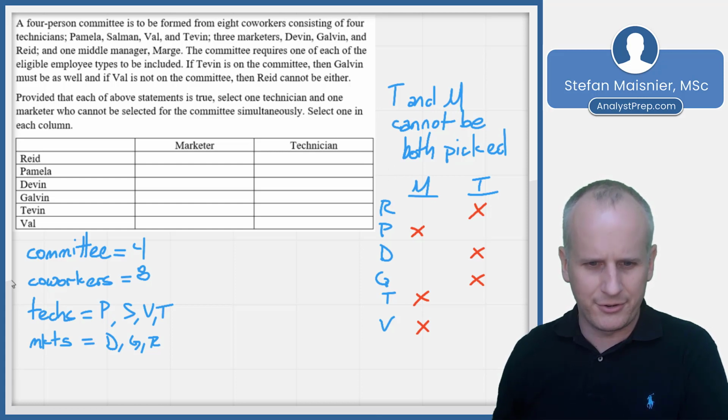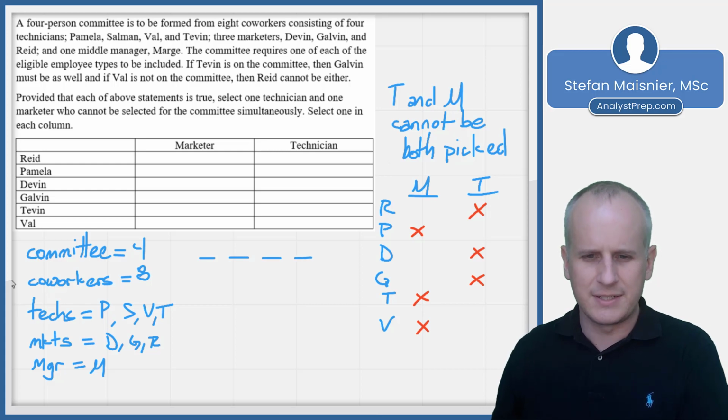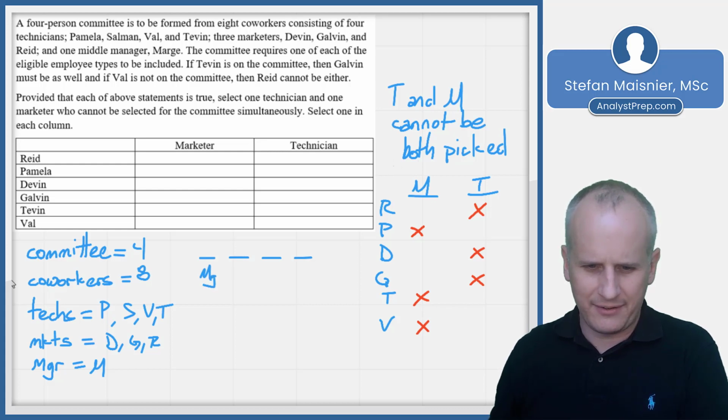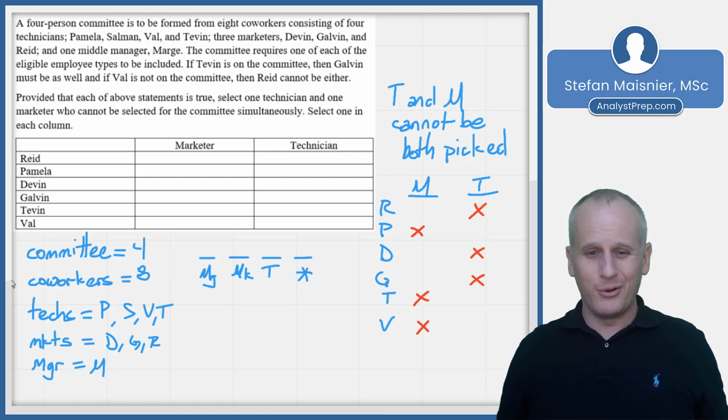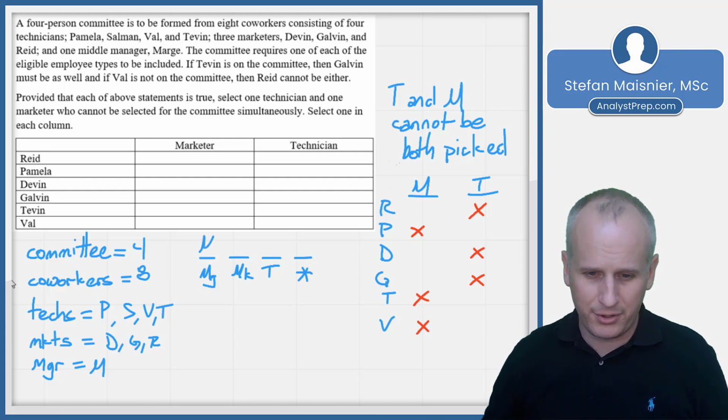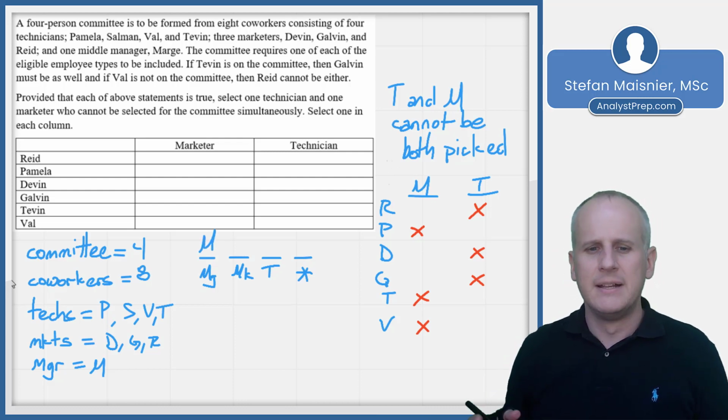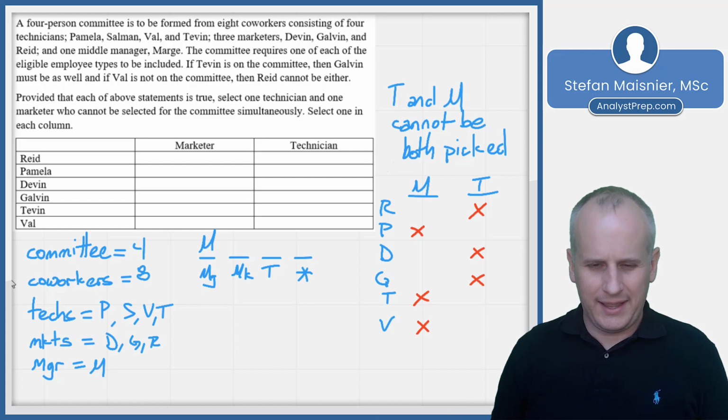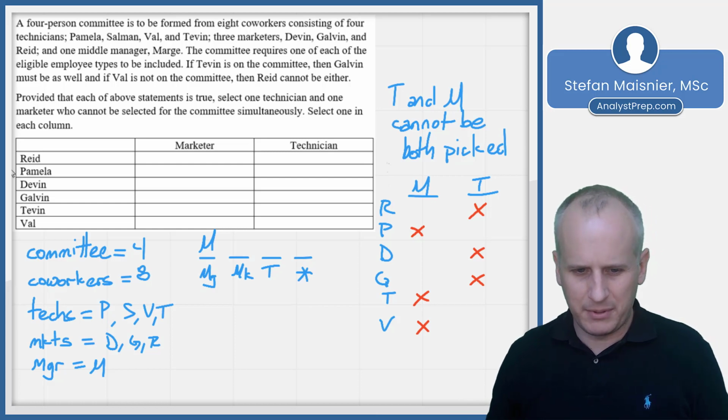Now, then we get one more piece of information about our categorization. We've got one middle manager, so we'll just call our manager our Marge. And we know that our committee of 4 people, and we'll put out spots for those selections, has to have one of each of the employee types. So we've got to have a manager, we've got to have a marketer, we've got to have a technician, and then we basically have a wild card. And we already know that our manager has to be Marge, so Marge is going to fit into that manager spot.